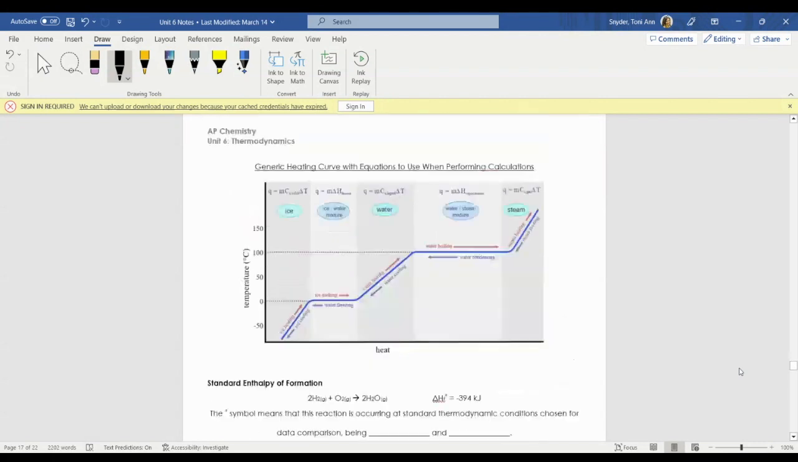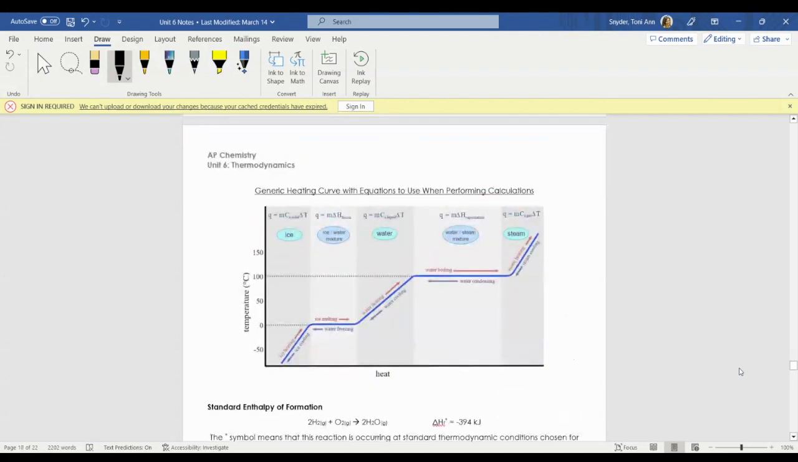Last thing, here's a very generic heating curve with equations when performing calculations. And I don't think you're going to have to use too much of this, right? Because quite honestly, I think they just want you to get one equation down. They would never ask you a 5-step question like this. I would do that in Chem too, but I'm pretty sure they don't do that in AP Chemistry. So anyway, here's a very generic heating curve, and this is ice and all that, but you can use this for any substance.